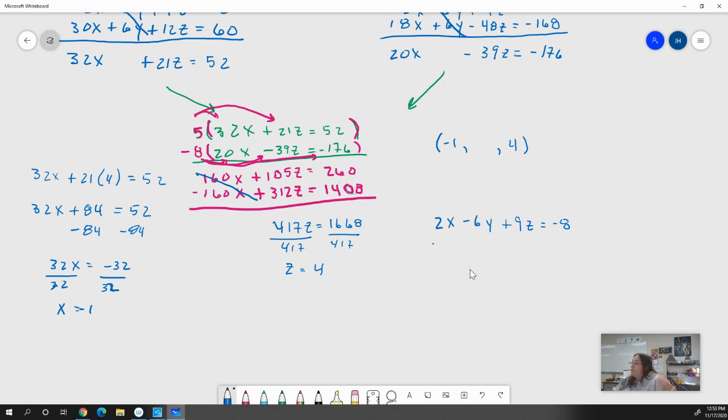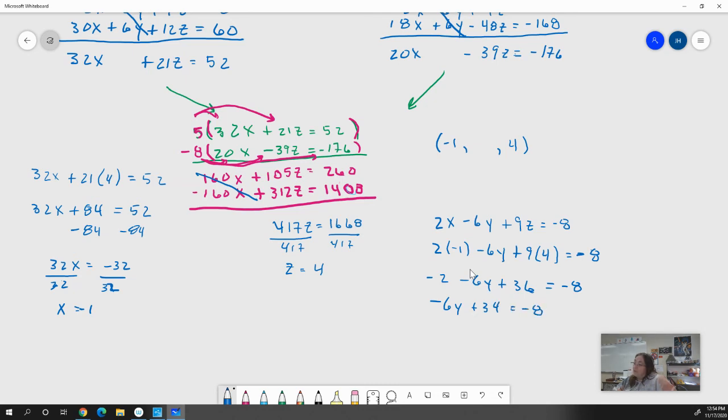So 2x, well, we know that x is negative 1. Minus 6y, we don't know what y is yet. Plus 9z, we know that z equals 4. And the whole thing equals negative 8. And so now it's just solving for y. I have negative 2 minus 6y plus 36 equals negative 8. And then I can combine my like terms. So I wind up with minus 6y plus 34 equals negative 8.